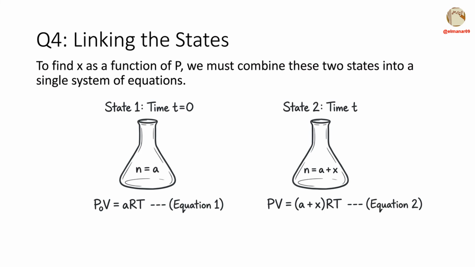We write the ideal gas law for both. Equation 1, P0V equals ART. Equation 2, PV equals (A plus X)RT. We want to find X as a function of P. By setting these 2 equations next to each other, we can use their shared constants, V, R, and T, to create a bridge that connects our physical measurements to the chemical progress.